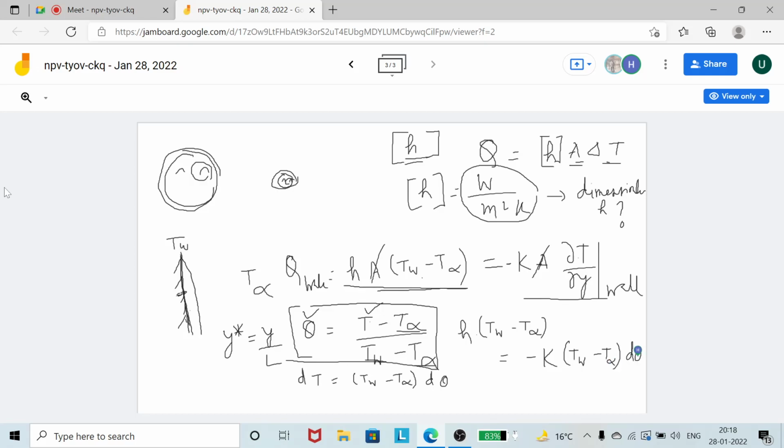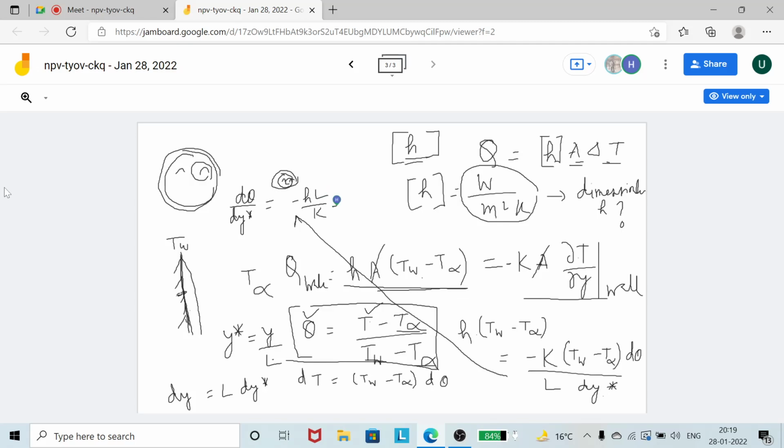And dy is how much? y star is y by L. So dy is equal to L dy star. So now you can see what is d theta by dy. These equations give me d theta by dy star is equal to minus hL by k, which is equal to minus what we call the Nusselt number.